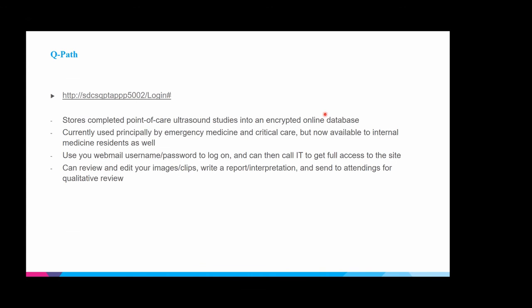I do just want to mention the benefits of QPath. For those who don't know, QPath is where all of our images get uploaded once we complete our exams. It's very important because it helps make us accountable for the images that we acquire and interpret. It's an encrypted online database. We use it a lot in critical care medicine, and the ER residents use it a lot as well. Dr. Shahade has worked on getting everyone within the internal medicine residency, and even I think attending staff, access to QPath.